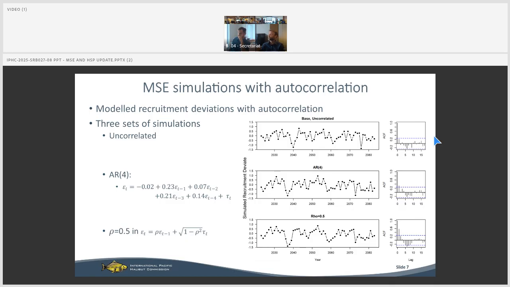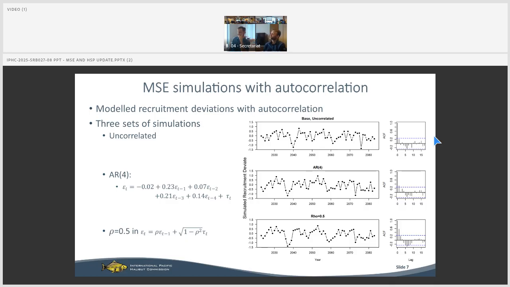And you see each one of these has the same random seed, so you can do a little bit of a comparison. And you see the ACF plot, if you can read that, it's showing no autocorrelation, no significant autocorrelation in this one simple set of deviations, one projection.